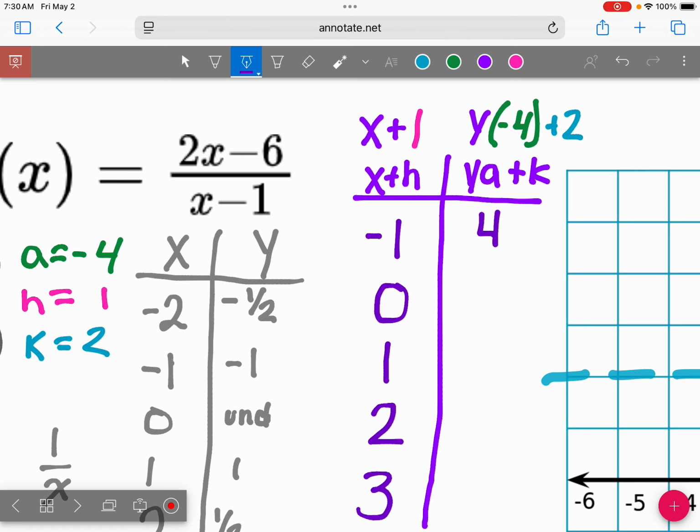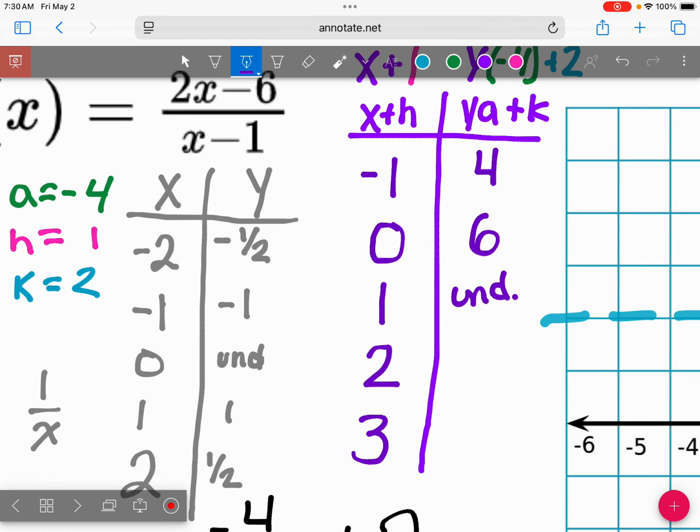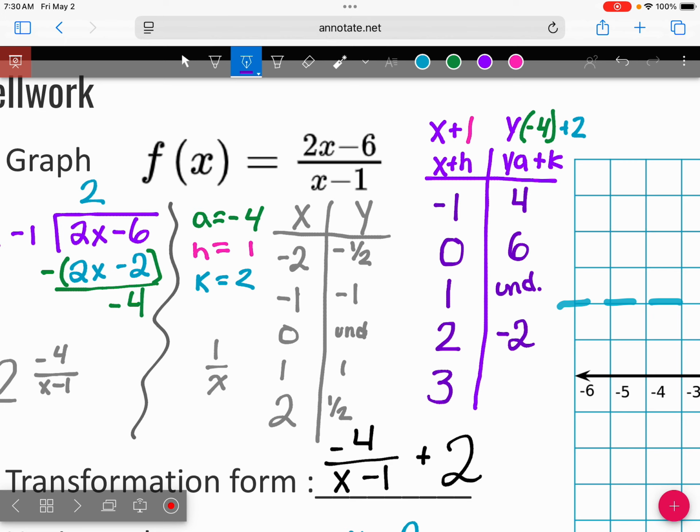-1 times -4 is going to be a positive 4. Plus 2 gives us a 6. The word undefined I cannot multiply, so it continues to be the word undefined. 1 times -4 is -4. Plus 2 is a -2. And 1/2 times -4 is -2. Plus 2 gives us 0.